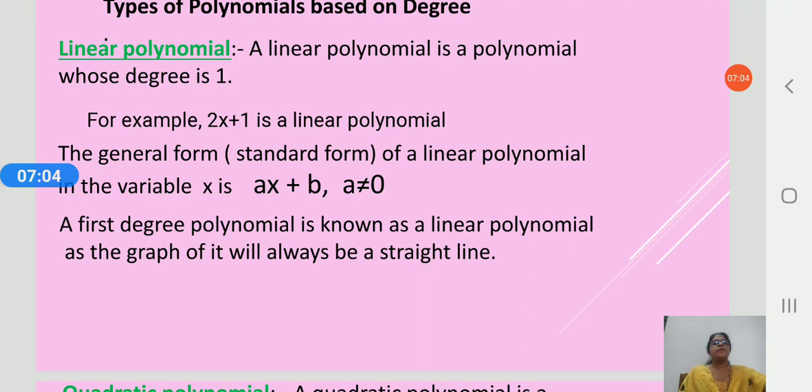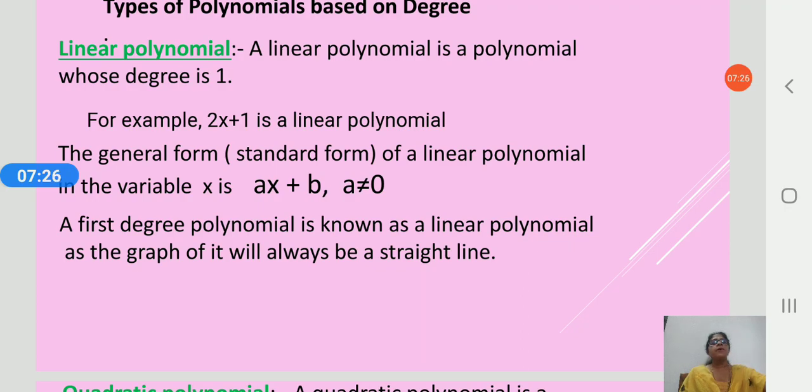The general form of a linear polynomial is ax plus b, where a is not equal to 0. If a is equal to 0, it becomes b only. Hence the general form is ax plus b, where a and b are real numbers. Here the example is 2x plus 1, the degree of x is 1. Hence it is a linear polynomial.